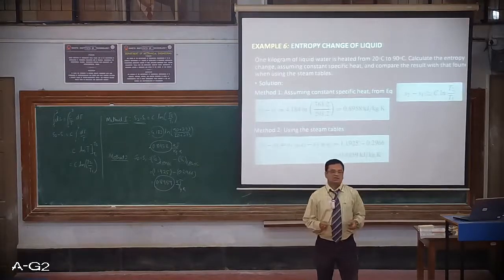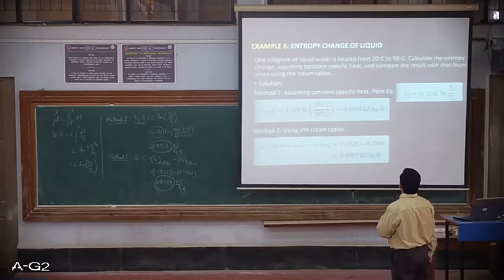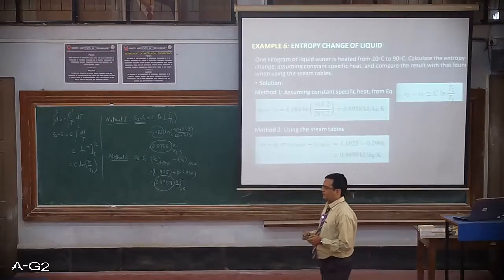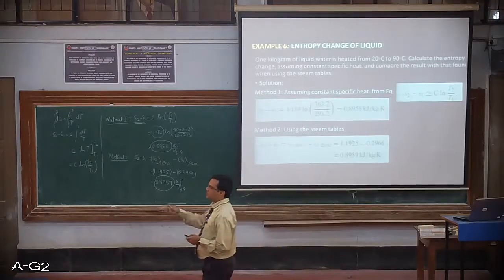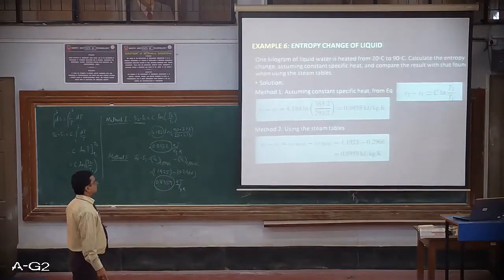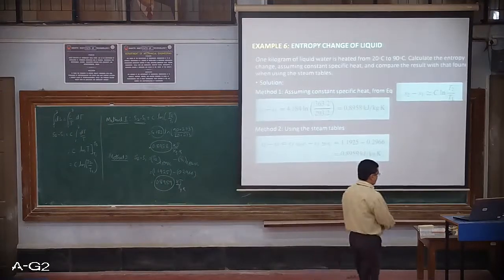Here I have taken a simple numerical where the temperature range is just 20 to 90, which means it's still in the single phase. It can so happen that when temperature is increased from 20 to, say, 180 degrees Celsius, you need to find the phase and then substitute the value of S2. That exercise we have already done many times. Hope you can consider that.